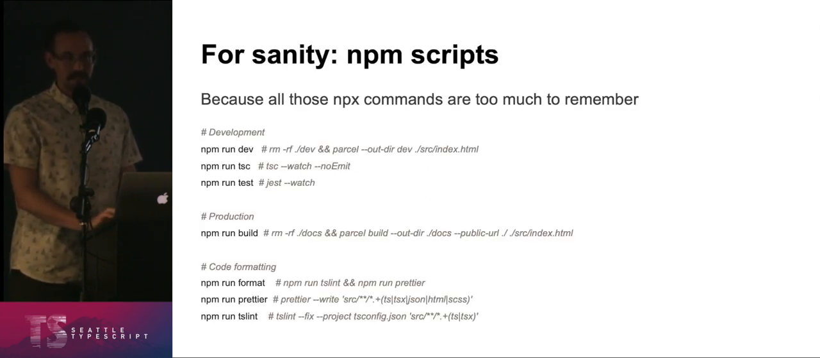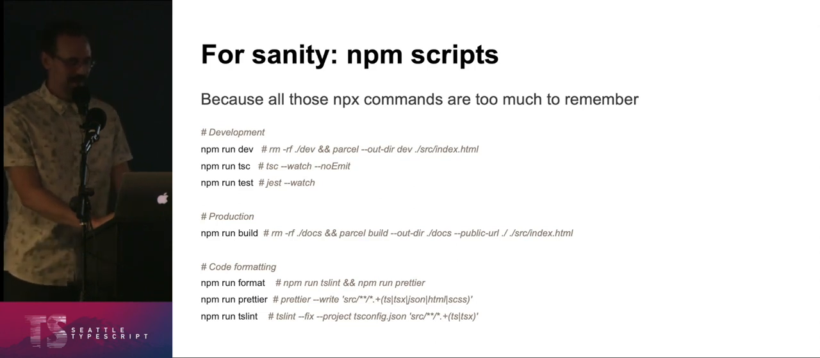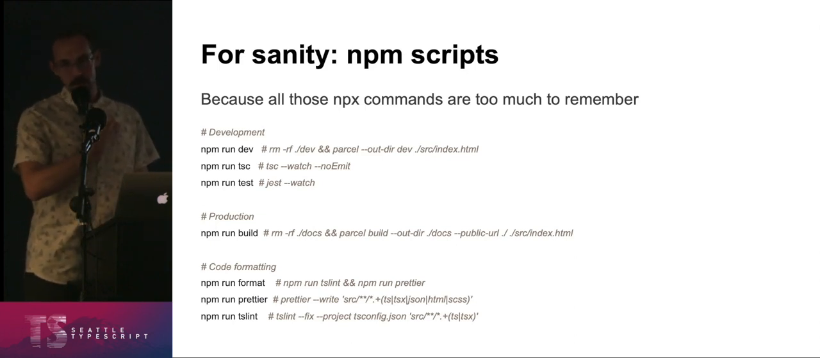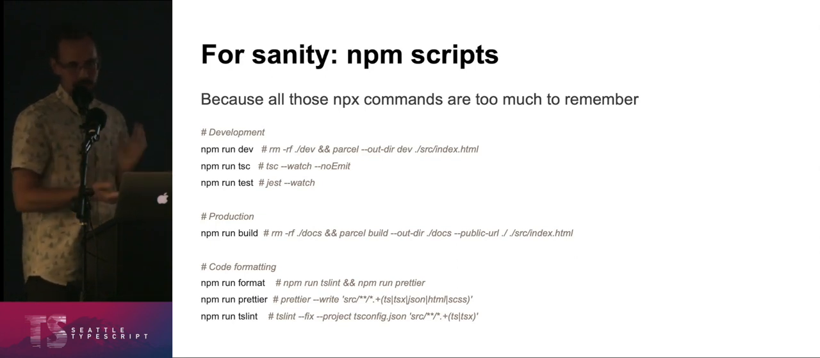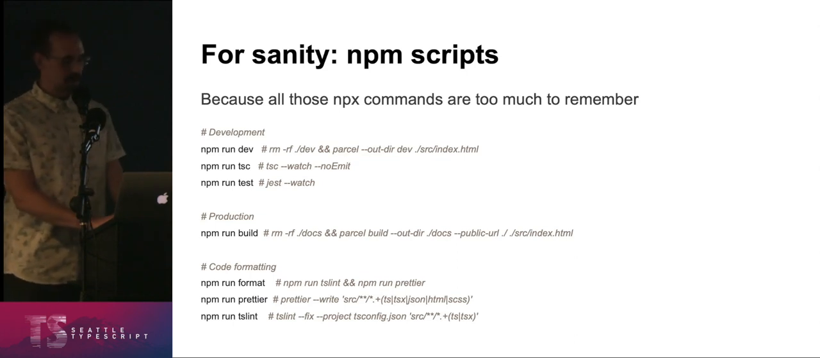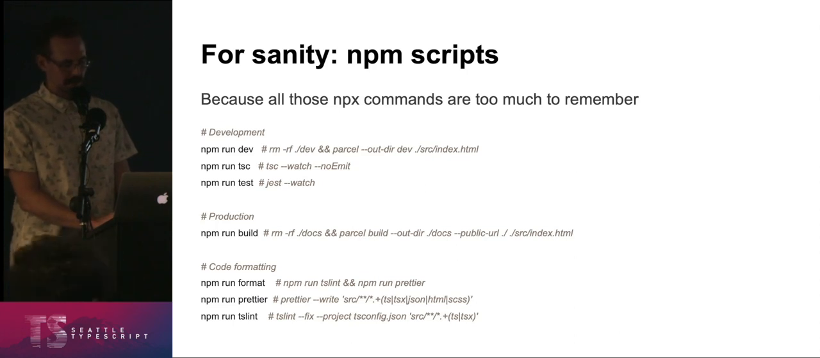For sanity, npm scripts. I've been throwing out a lot of long, slightly tangly commands, and it is hard to remember all of those. So I use the package.json scripts section. The really nice thing about package.json scripts is that it will use your local npm dependencies. It'll make those available, so you don't even have to use npx to call things like tsc or jest. So each of these is like, when I want to run the dev server, that removes the dev folder and then runs parcel into the dev folder and points it to index.